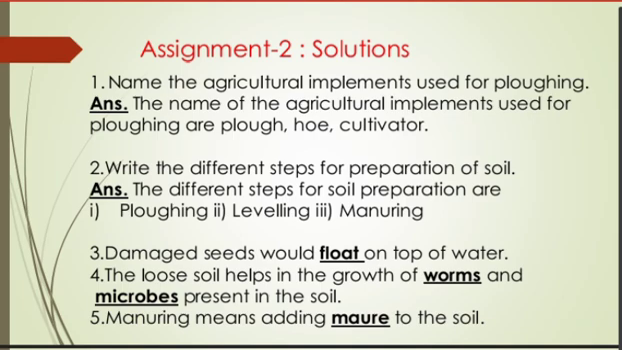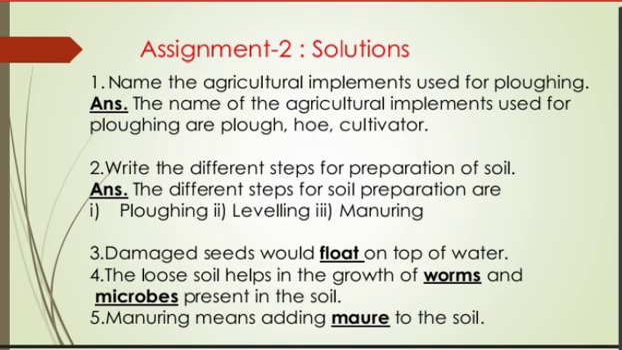Now, first question is name the agricultural implements used for plowing. And the answer is the name of the agricultural implements used for plowing are plow, hoe, and cultivator. Number 2, write the different steps for preparation of soil. And the answer is the different steps for soil preparation are number 1 plowing, number 2 leveling, number 3 manuring.